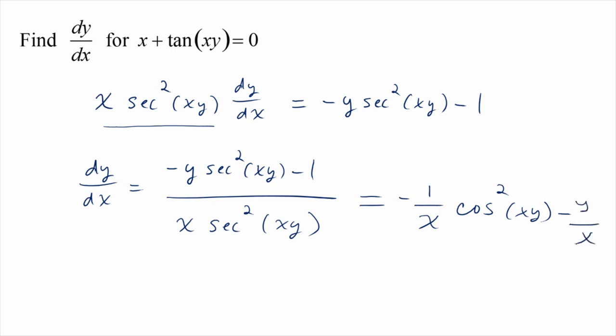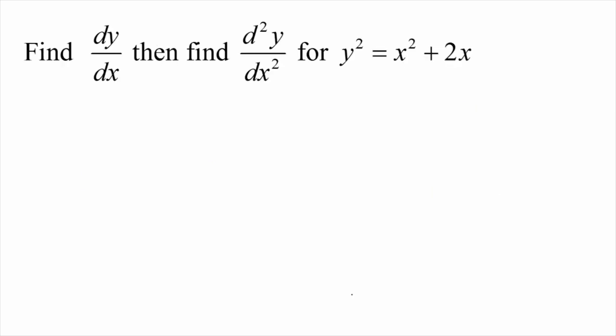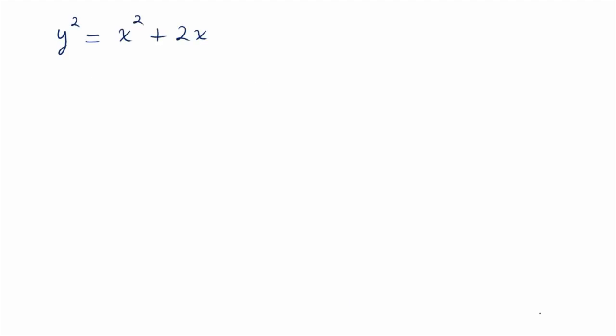Let's try one in which we need the second derivative. Find dy/dx, then find d squared y over dx squared for y squared equals x squared plus 2x. So let's begin by finding dy/dx. Let's differentiate both sides of this equation with respect to x.